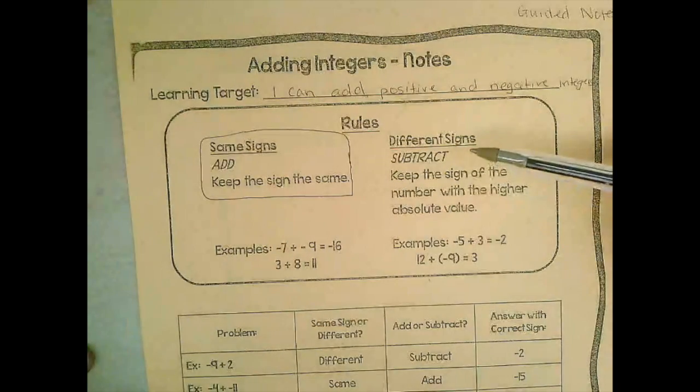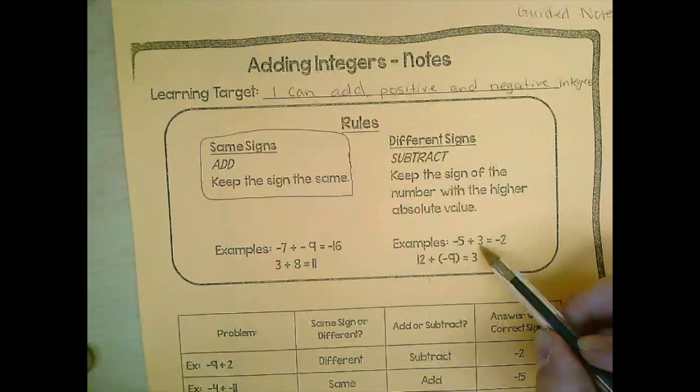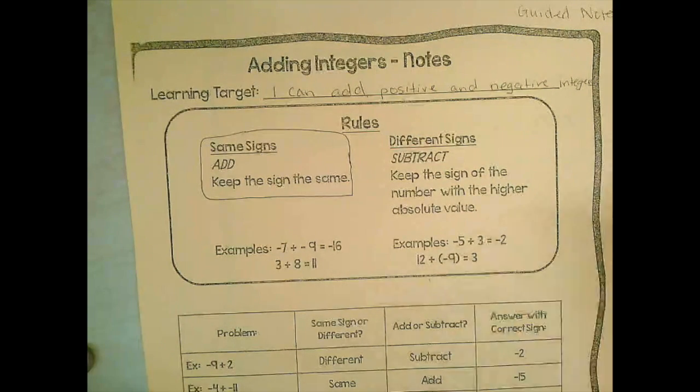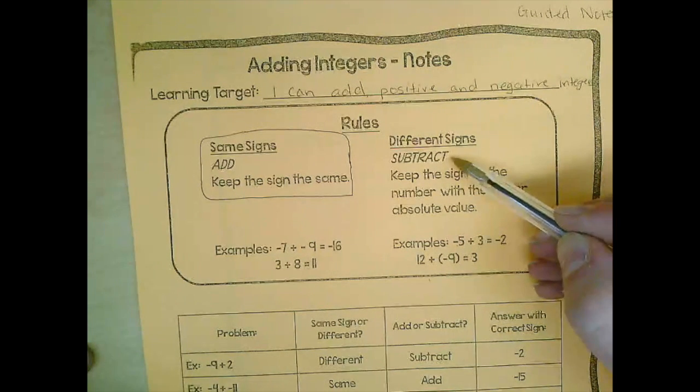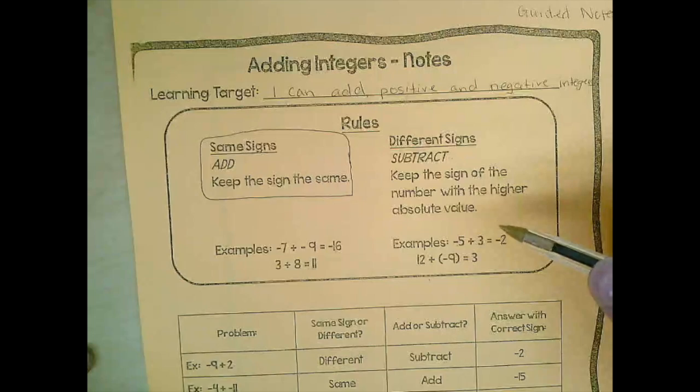Over on the right side, we see a rule for what we do if we have different signs. Different signs simply means there's a negative and a positive, or a positive and a negative. The signs don't match when we're trying to add the numbers. If this is the case and we have different signs, that means we're going to subtract the two numbers. So we're going to take the larger number minus the smaller number.